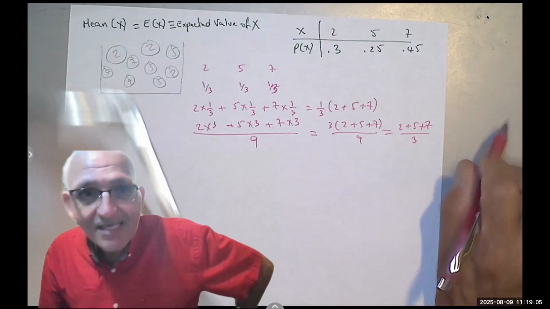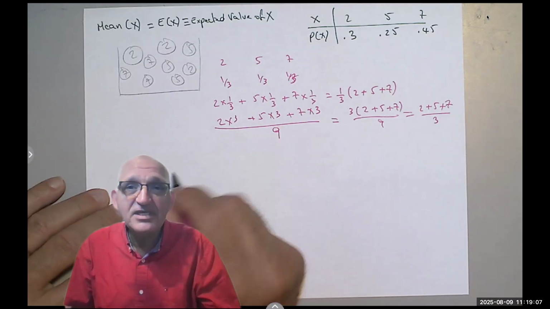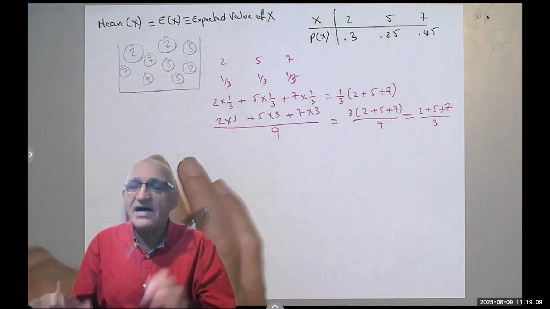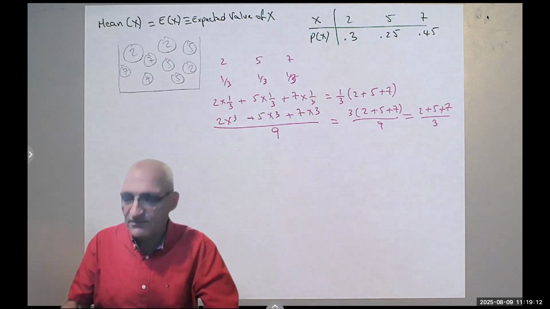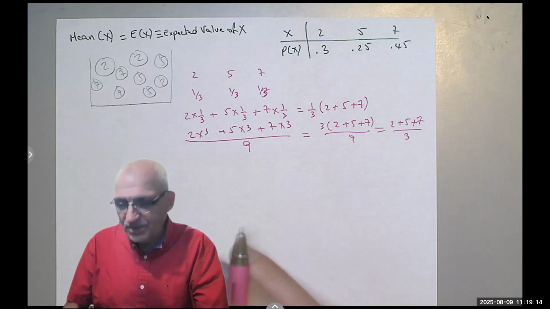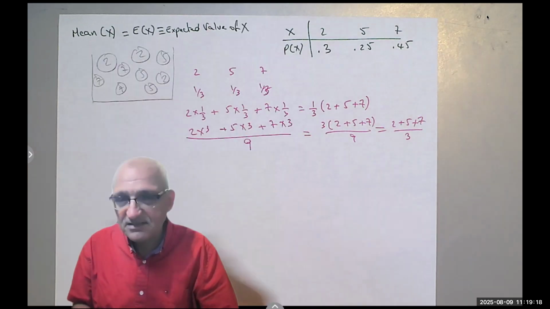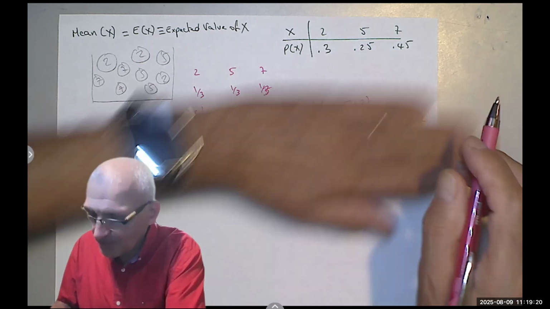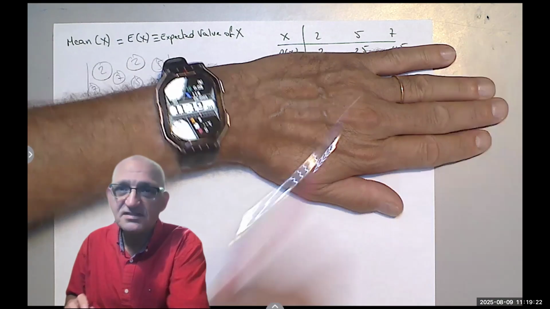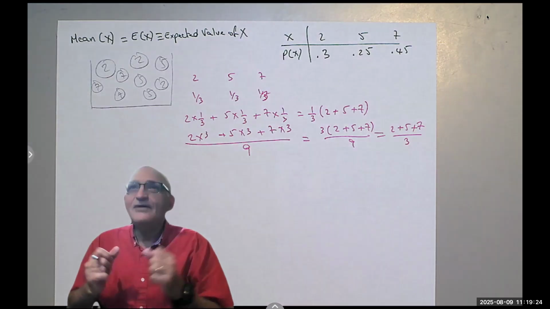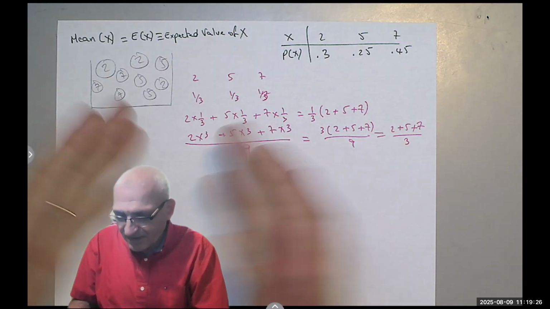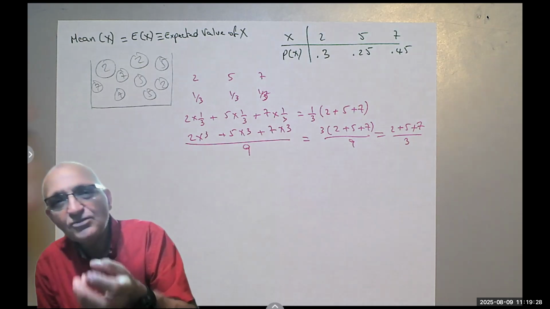So that is how we calculate the mean. I wanted to clarify that because I've seen over the years a lot of problems. We spend time explaining the mean and the expected value, and in the test, they ignore the probabilities and they say 2 plus 5 plus 7 over 3. I would be so frustrated.